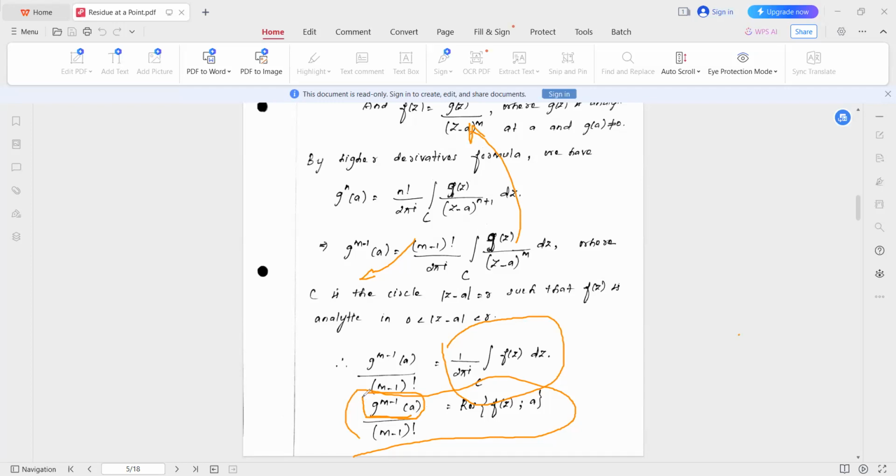Okay, so with these four formulas and by the definition of residue, we are going to find the residue of a function at a point. Okay, we will see the problems in the next video.